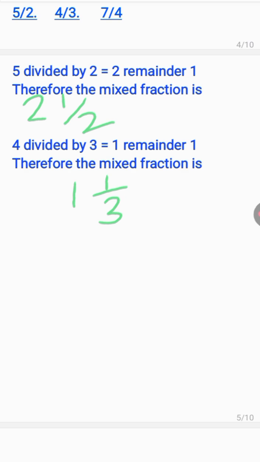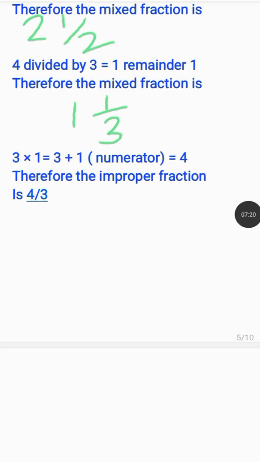Now you can convert mixed fraction into improper fraction. First, you multiply the denominator by the whole number. Then you add whatever value you get to the numerator.